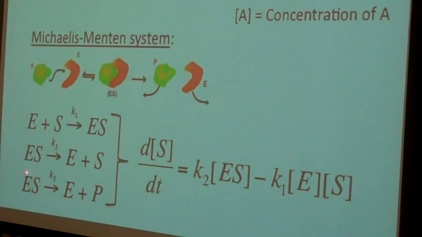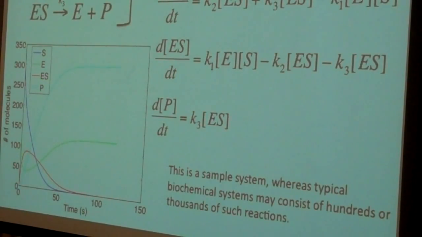We can rearrange these reactions to create a differential equation which describes the change in concentration of substrate over time. And this is a function of two of the rate constants and concentrations of the relative substrates. So given these three reactions, and because there are four substrates participating in this system, we get four differential equations: one for the substrate, one for the enzyme, one for the enzyme-substrate complex, and one for the product. And we can solve these deterministically to show how the system changes over time.